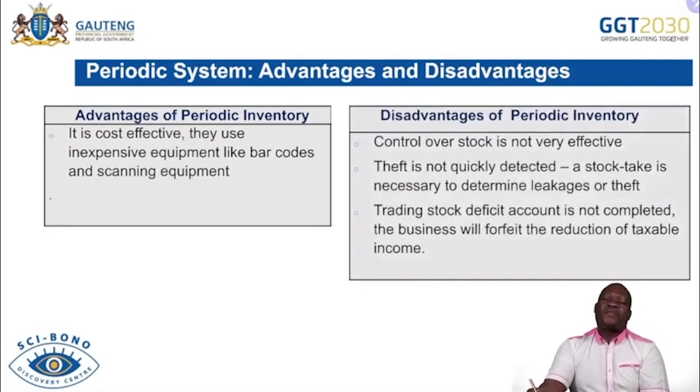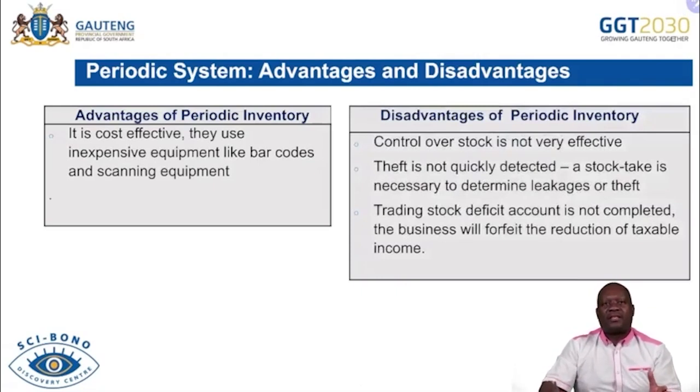Now, if stock is being stolen, it is not quickly detected. Why? Because we have got to wait until the end of the period so that we can check. And when we check, we discover, oh, stock is gone. So theft is not quickly detected. And then the trading stock deficit account is not completed because the business forfeits the reduction of taxable income, because there is no trading stock deficit that is ascertained and known.